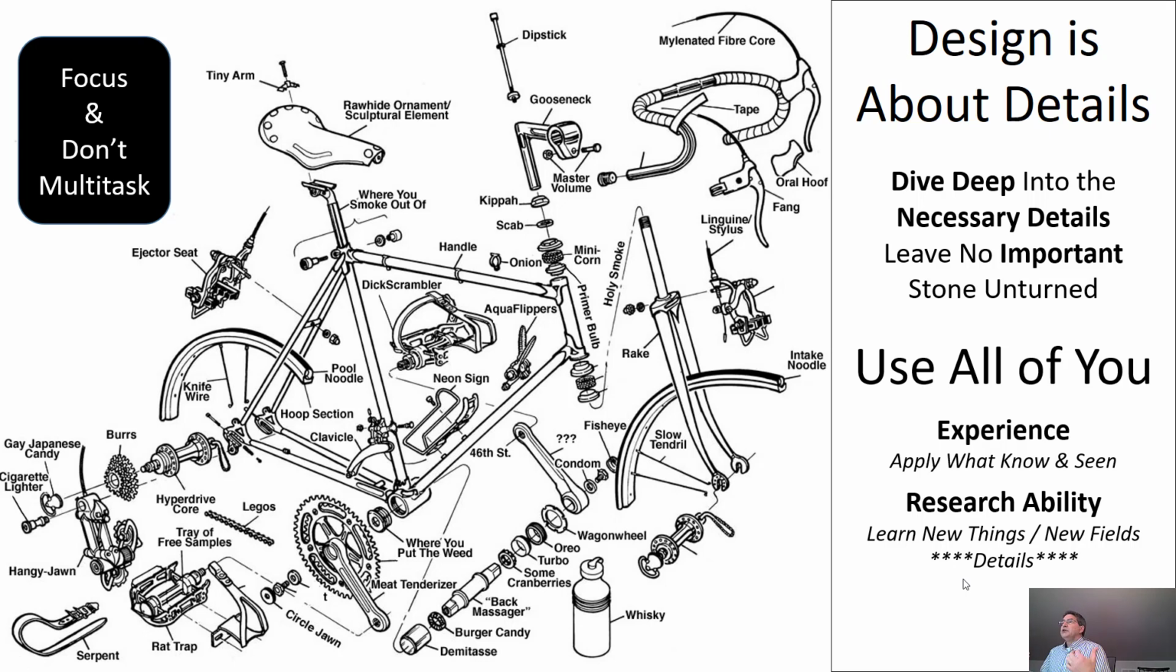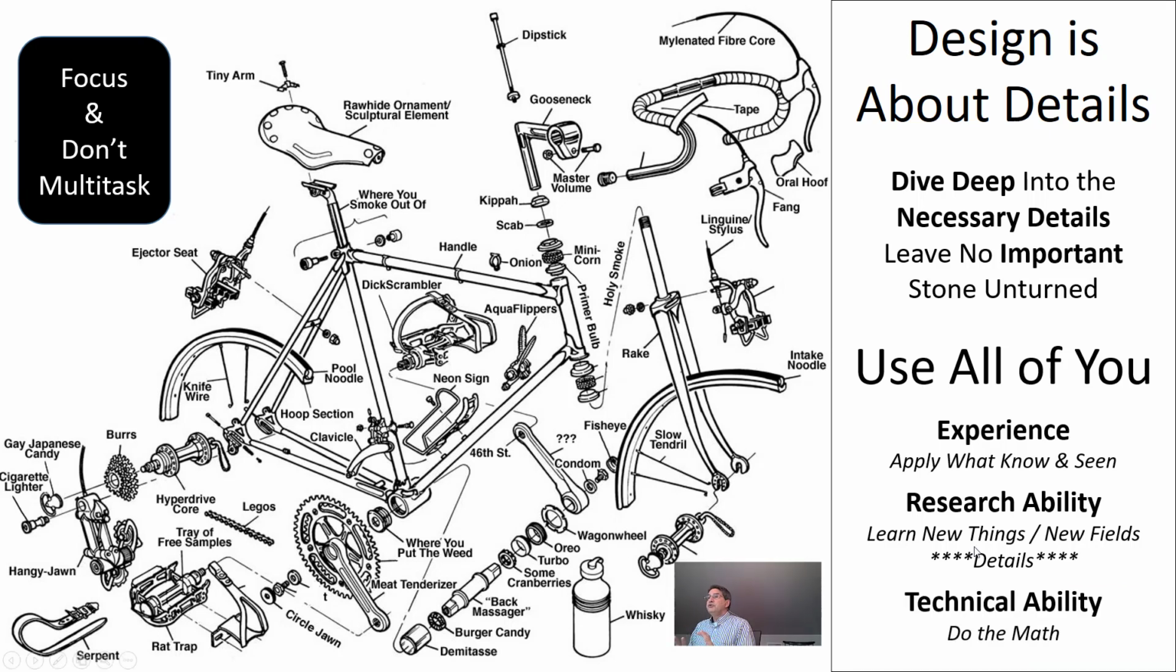The other thing is use your research ability. Learn new things. Look at new fields. Research the details. If you're not sure about something, go research it. And then the last one is use your technical ability. When you need to, do the math. You're wondering, okay, will this kind of material melt when it goes in the stomach? You're a biomedical engineer. Go do the math. Go look, go do the calculations. Again, students very often try to do detailed design without jumping into the details, without using the technical knowledge that they have. So when you get to that spot, please use all of you and do these things.